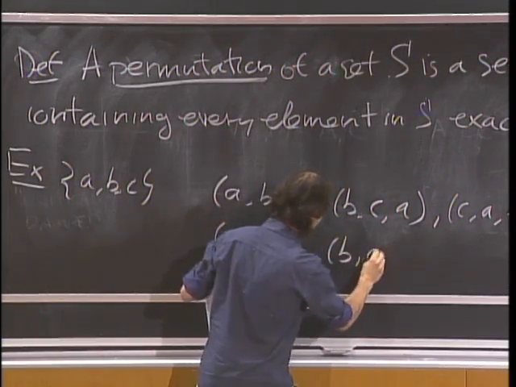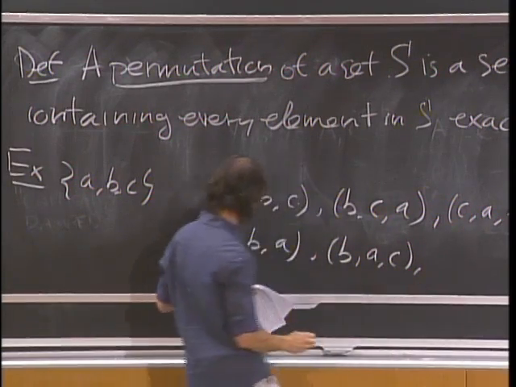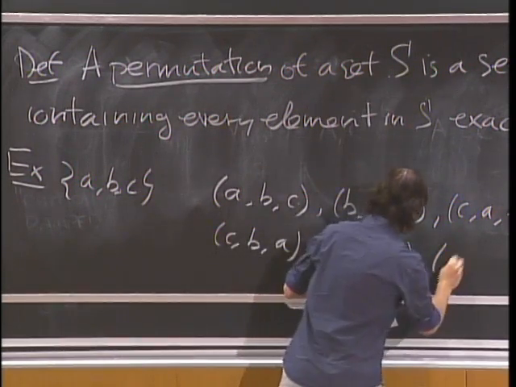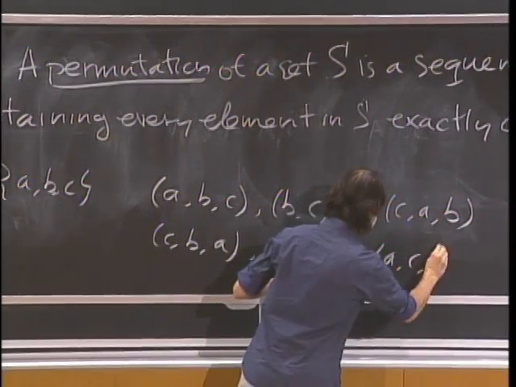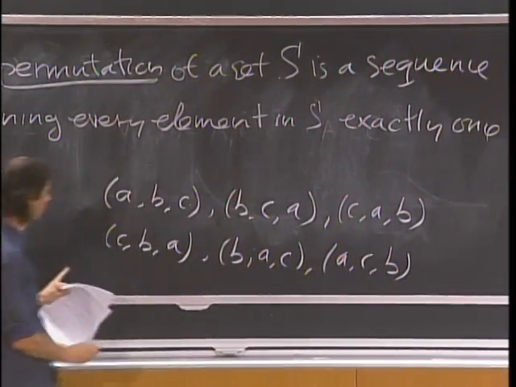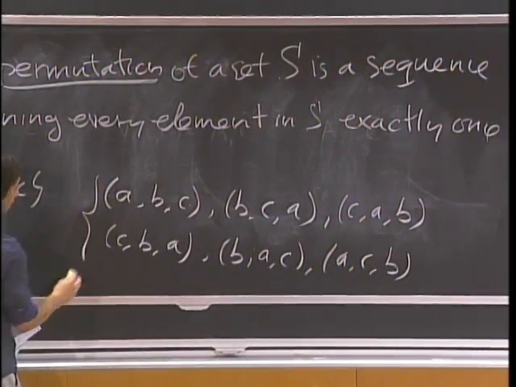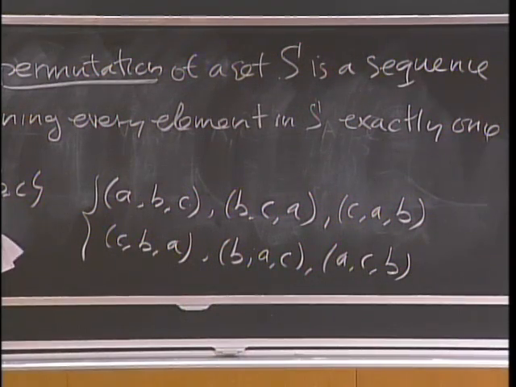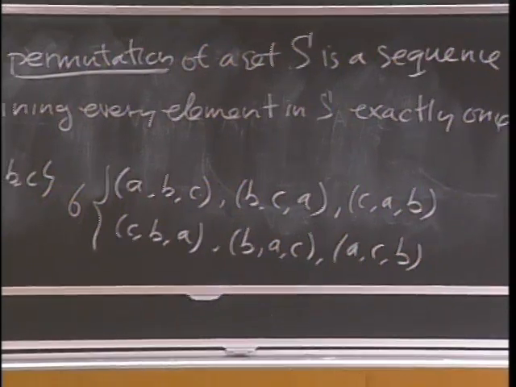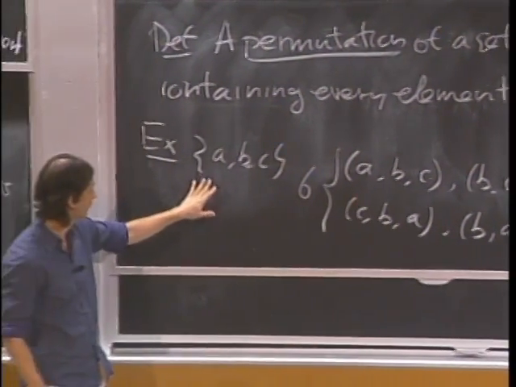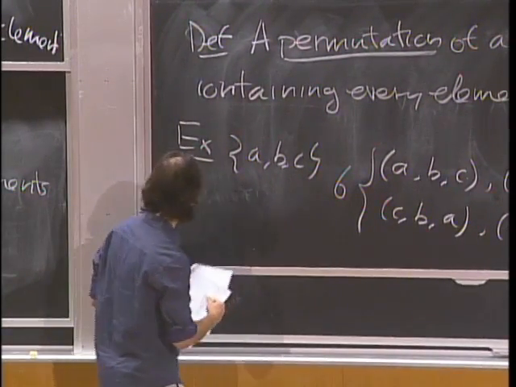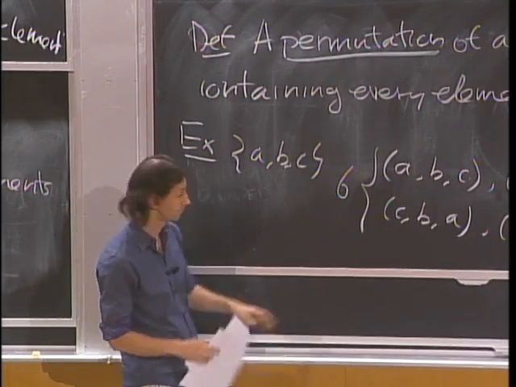So we have B, A, and then C. And then we may start with A, and we have A, C, and B. It turns out that this is actually all the possible permutations of this set. So there are 6 of these. And in general, how many permutations are there of a set of n elements? So let's have a look here, what we did.